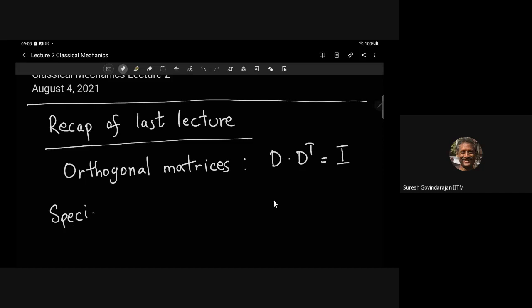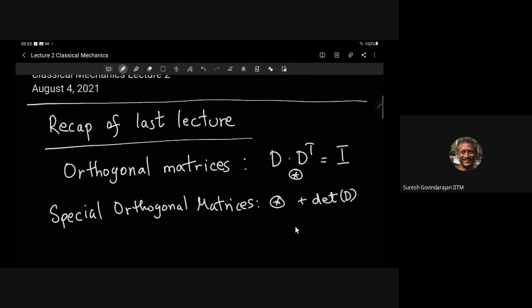Matrices, which have an additional condition for the star. So star plus one more condition, which is determinant of D equal to 1.